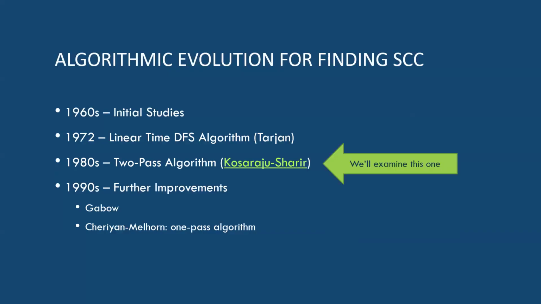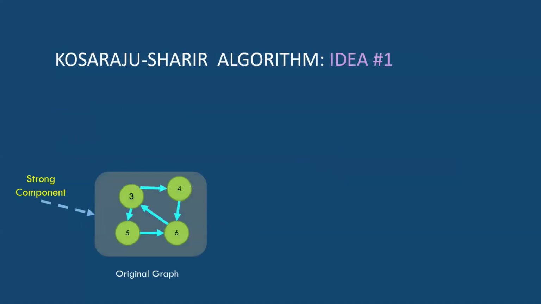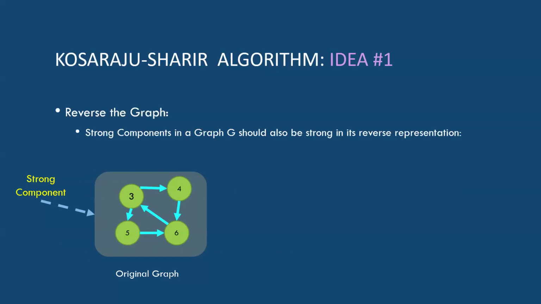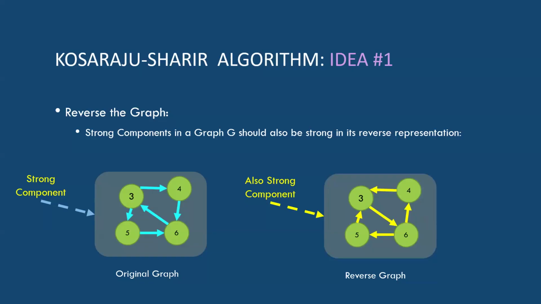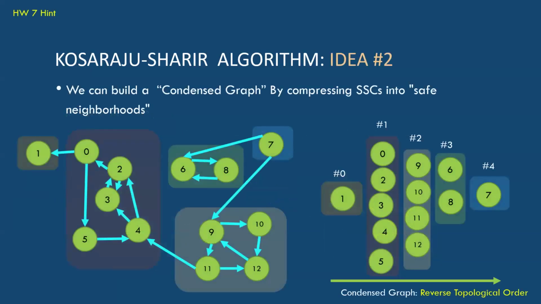So Kosaraju-Sharir is the one we're going to look at. It's a two-pass algorithm developed in the 80s, and it uses topological sorting of our directed graph as a foundation for solving this particular problem, okay? So let's take a look at our original graph and kind of introduce the steps. So the main ideas are, if we reverse the graph, we know that it's going to have the same strongly connected components. So we're not breaking the islands apart in any way just by reversing the graph. So that's a crucial thing, okay?